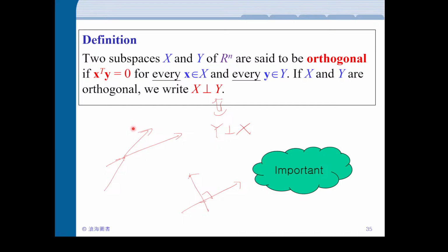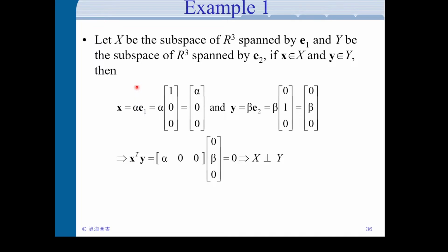And let's see a lot of examples around it. So we have two subspaces inside R3, and X is spanned by E1, so X is the x-axis, and Y is spanned by E2, so Y is the y-axis. Let's check whether they are orthogonal to each other. Everything inside X can be written in this parameterized form. It's just alpha times E1, because X is spanned by E1, so it's (alpha, 0, 0), and Y is similarly (0, beta, 0). This is a parameterized way to write anything inside X, and this is a parameterized way to write anything inside Y.